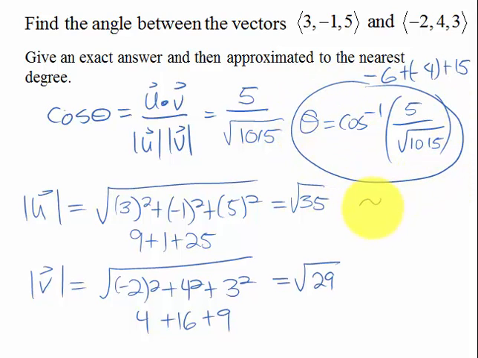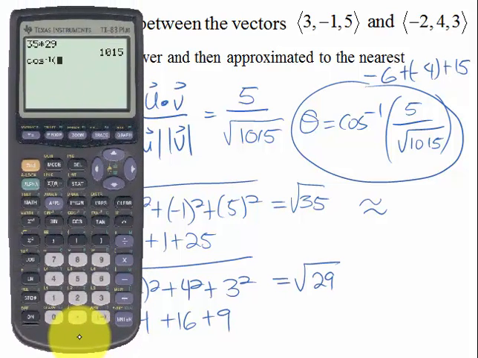We then can put this in a calculator to get an approximate, and it says to do this to the nearest degree, so we want to make sure our calculator's in degrees. Often in calculus it's been in radians, so you'll want to check that. And then I'm going to put in inverse cosine of 5 divided by square root of 1015. Rounded to the nearest degree would be 81 degrees.